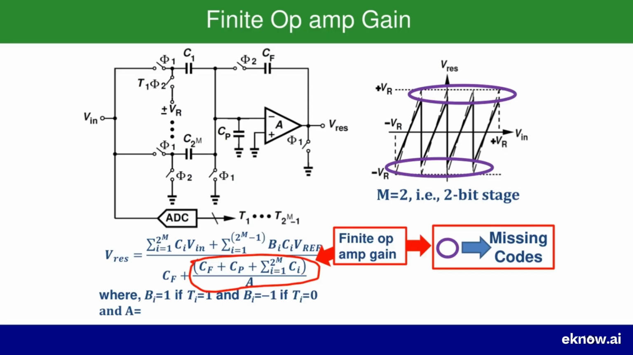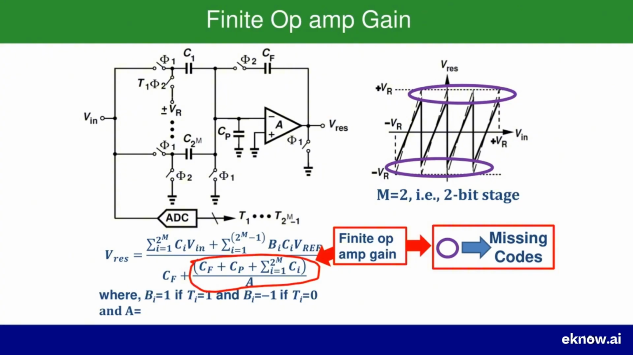Now, what's the consequence of this compressed residue signal? Remember, this V_res becomes the input for the next stage in the pipeline. The next stage is designed to handle an input that swings between plus V_ref and minus V_ref. Since the signal it's receiving is smaller, it won't be able to exercise its full input range. This means the subsequent stages can't produce all of their possible digital outputs.